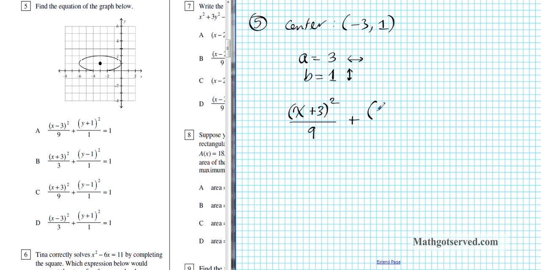So plus, on the second part, we have y. You do the opposite of the y coordinate, (y - 1) squared, divided by the number of units you go up or down. You square that. 1 squared is just 1, and then equals 1. So the answer is option C.